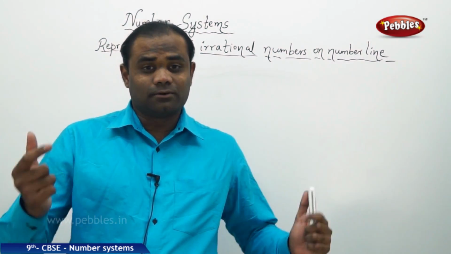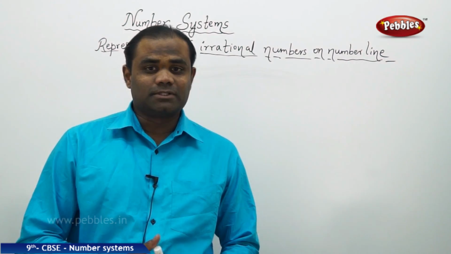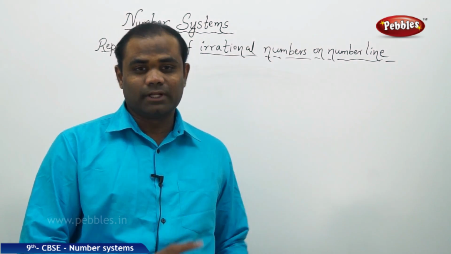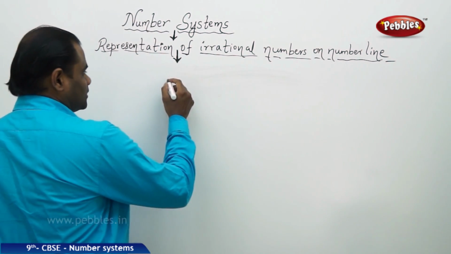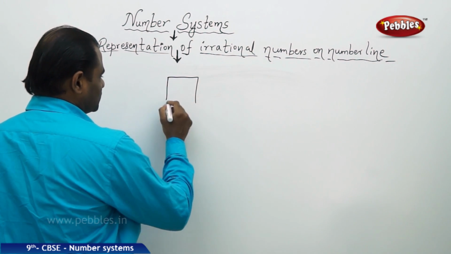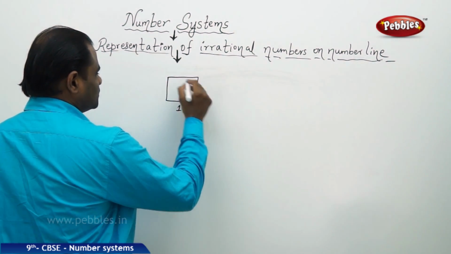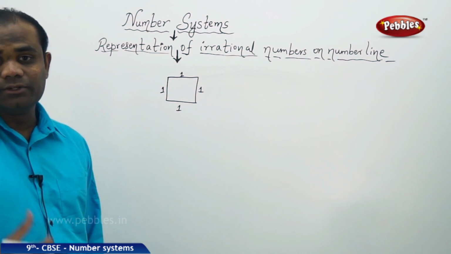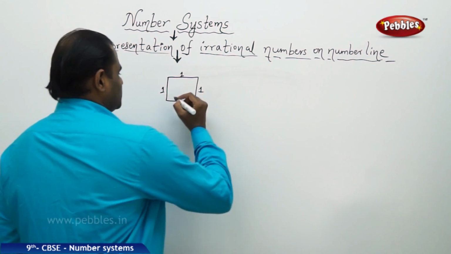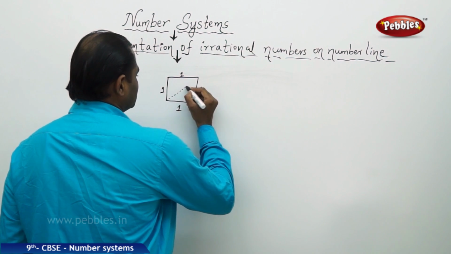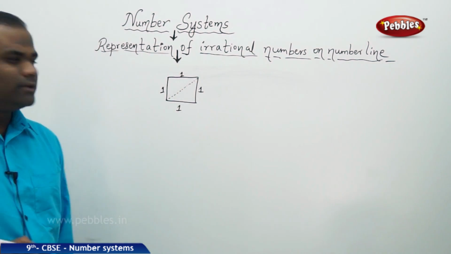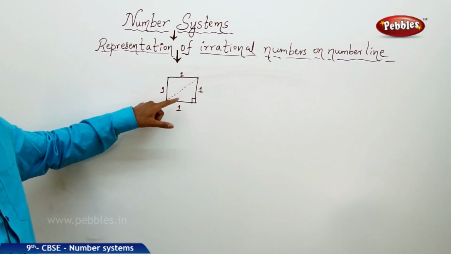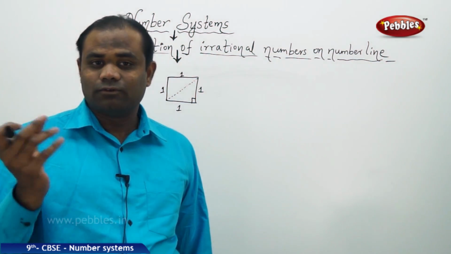Before we construct root 2 on a number line, let's recap some geometrical constructions which are useful in the construction of root 2 on the number line. For example, I take a square of side 1 unit. So here I have a square of side 1 unit, with all sides being equal, 1 unit on each side. Now here I extend the diagonal from one corner to the other corner. We know that this diagonal forms the hypotenuse of the right angled triangle on either side of the diagonal of the square.